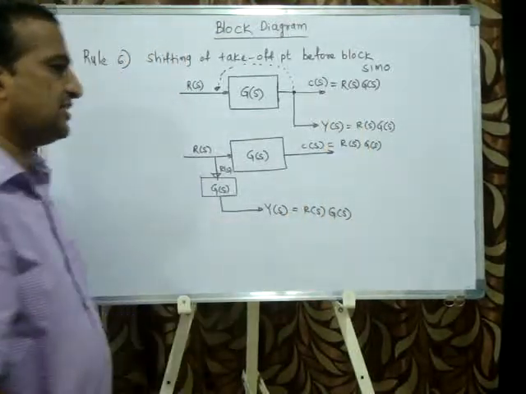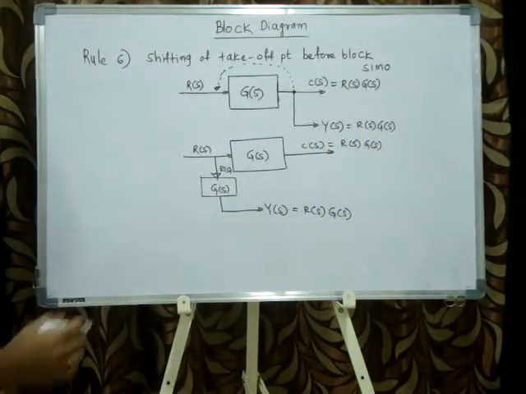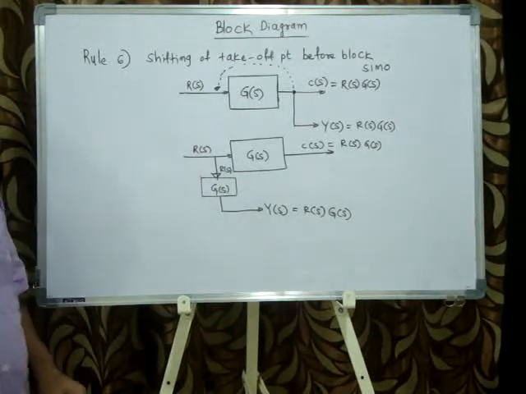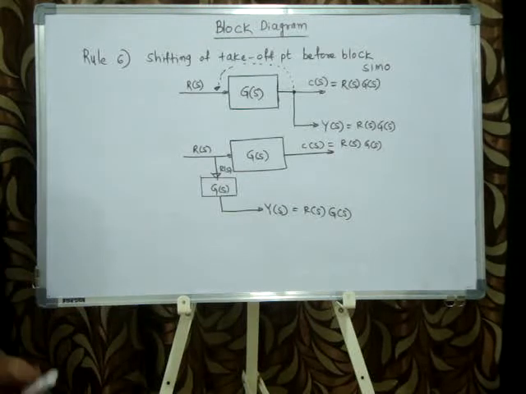Both are equivalent systems now. So here the cost is increasing. You have added one more heater, or one more G of S. This is called rule number 6.